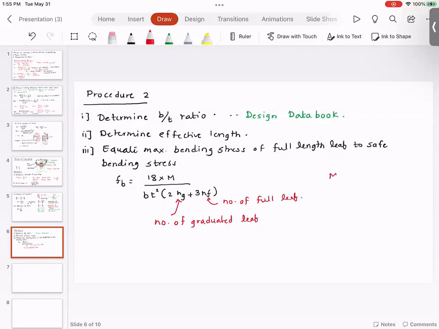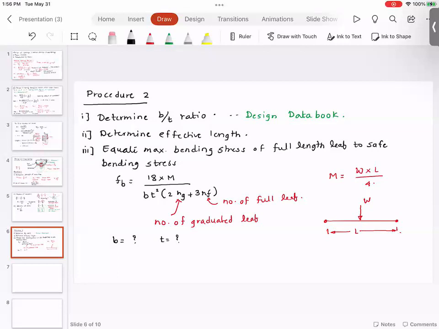And bending moment M is given by the equation W times L divided by 4. That comes from the equation where we assume the load is simply supported, and L is the effective length of the leaf. And once we have this, you can find out the value of B, you can find out the value of T, and at this time, your leaf spring is completely designed.